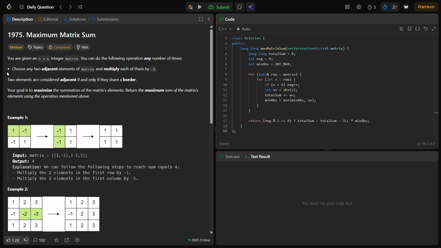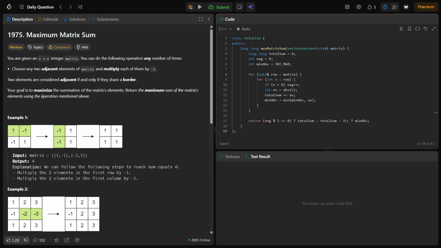What is the operation? You can take two adjacent elements in the matrix and multiply each of them by -1. Means you can opposite the sign basically. If it is positive, you can turn it to negative. If it is negative, you can turn it to positive. Two elements are considered adjacent only if they share borders. The same meaning, like these two are adjacent because they share borders.